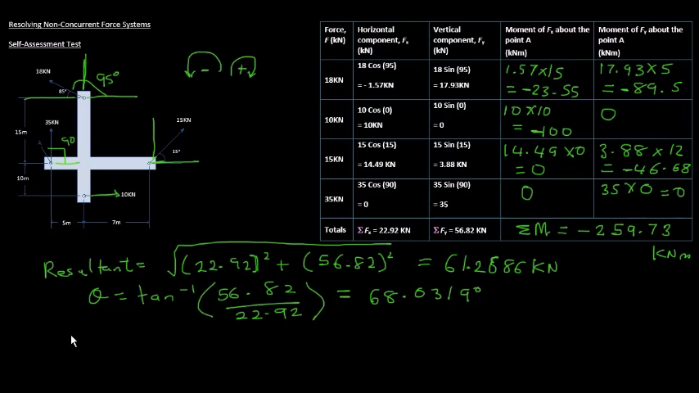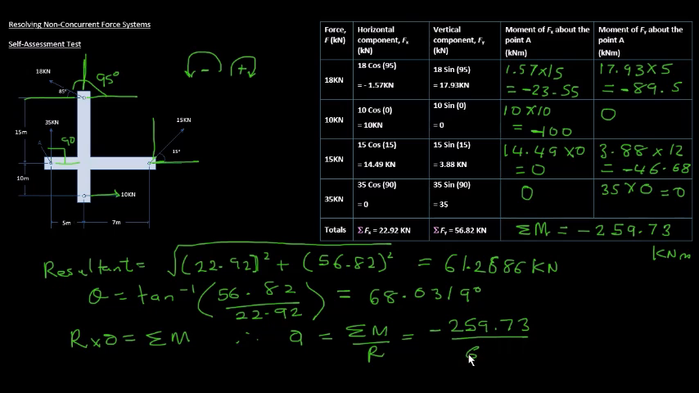And then resultant times the distance will be equal to the total moment. So therefore your A will be equal to minus 4.2392 meters. So this is it. These are the results we need. Our total moment, our resultant, our angle, and our perpendicular distance.